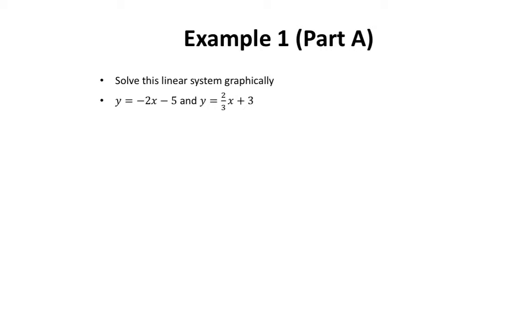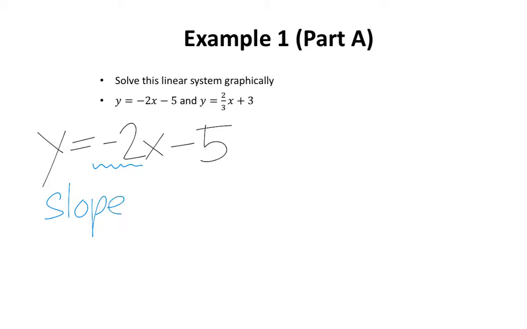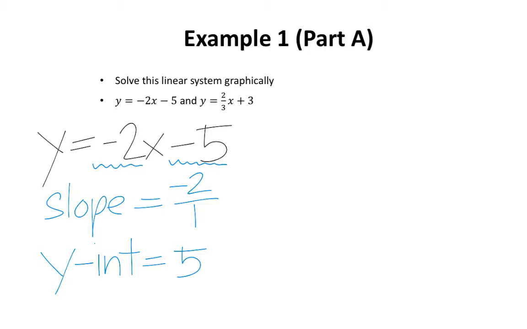We're going to start with y equals negative 2x minus 5. If you recall, this negative 2 is the slope. However, we want to write it as a fraction. Therefore, negative 2 as a fraction is negative 2 over 1. If you look closely at this number, negative 5 is the y-intercept. That is where the line intercepts the y-axis.